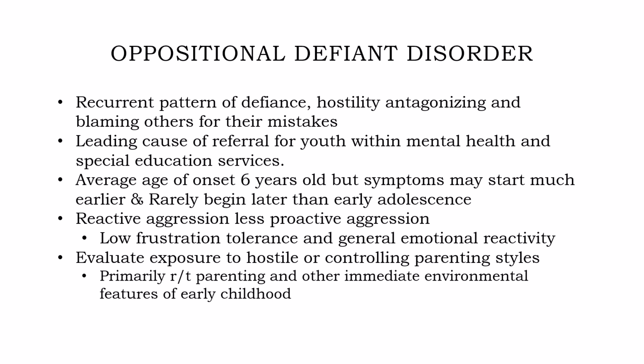Usually, we're going to see onset of symptoms right around 6 years old, but parents and other caregivers can generally identify that symptoms might have started much earlier than that. Now, keep in mind that after early adolescence, it would be very rare for oppositional defiant disorder to appear.